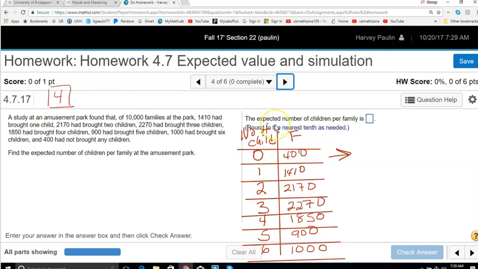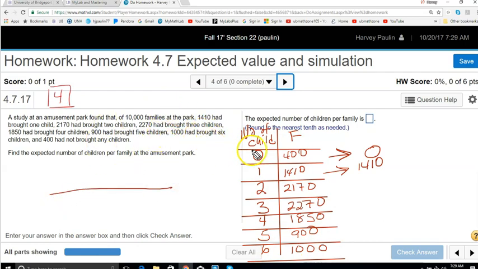Now here we want to find the expected average number of children per family. So in a sense, this is a weighted average. So we're going to multiply the number of children by the number of families. So here this is 0. This is just going to be 1410. Then we're going to go 2 times this, 3 times this, 4 times this, 5 times this, 6 times this.